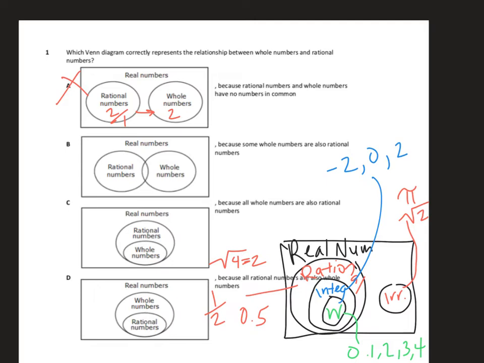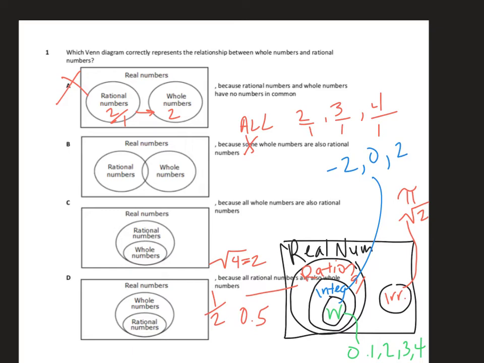B is showing that all those numbers are real numbers, and it's showing that some numbers overlap between the rational numbers and whole numbers. Technically, all whole numbers are rational numbers because all whole numbers can be written as a ratio. So 2 is a whole number and can be written as a ratio. 3 is a whole number and can be written as a ratio. 4 is a whole number and can be written as a ratio, all the way to infinity.